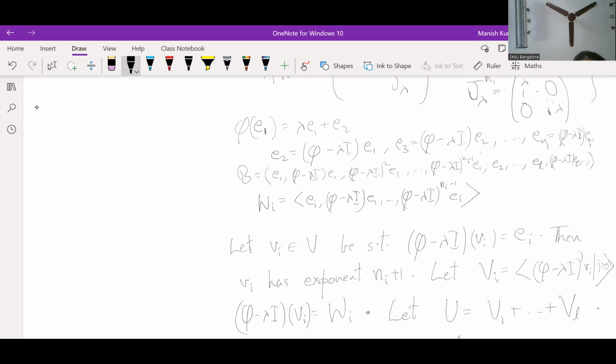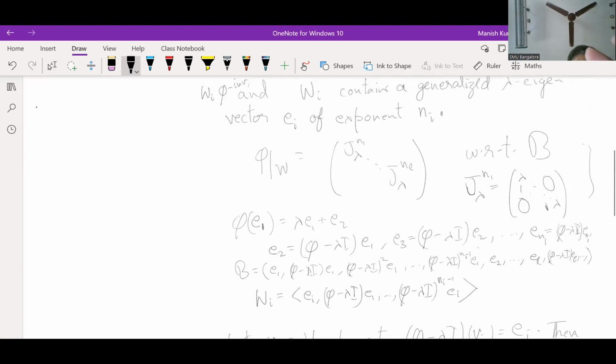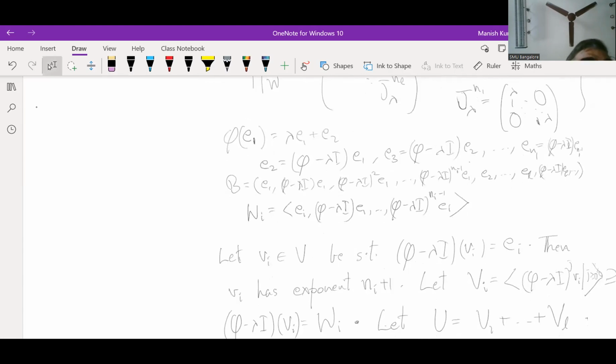Okay, so now what we do is we pick a Vi in V such that (phi minus lambda I) Vi is Ei. So we have assumed that Ei has exponent Ni. Then what will be the exponent of Vi? It will be Ni plus 1. You'll have to kill it by one more guy. You'll have to operate phi minus lambda I one more time. Then only it gets killed. Okay, so then Vi has exponent Ni plus 1, for i between 1 and L.